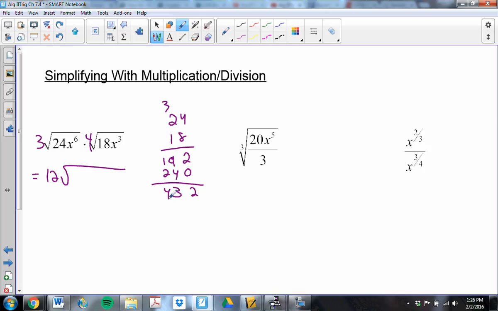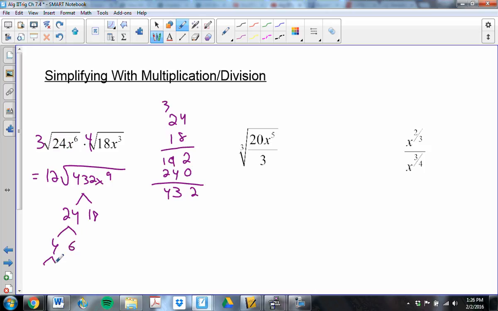432. And x to the third times x to the sixth is x to the ninth. You just add those powers. Well, now I'm going to break down the 432. I know it multiplies into 24 and 18. I mean, I just did that. So I know it multiplies to 24 and 18. So the first step of breaking down shouldn't be that hard.